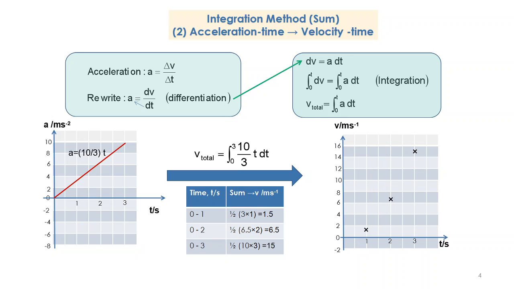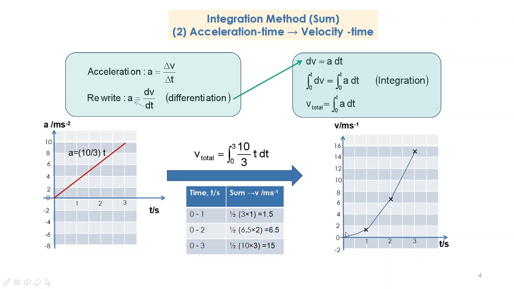If you do not want to do the calculation, you can count the boxes under the graph and find out the areas. On the V versus time graph, at 1 second we plot a point at 1.5, and at 2 seconds we get 6.5 and plot another point. Then 3 seconds is 15 meters per second, giving one more point. Then we join the 3 points to get the graph.